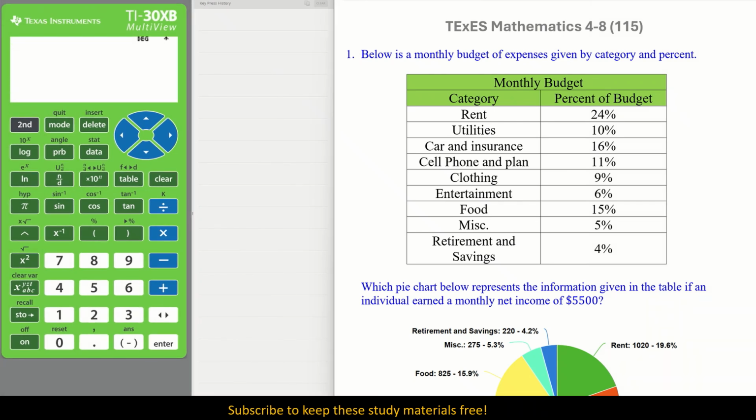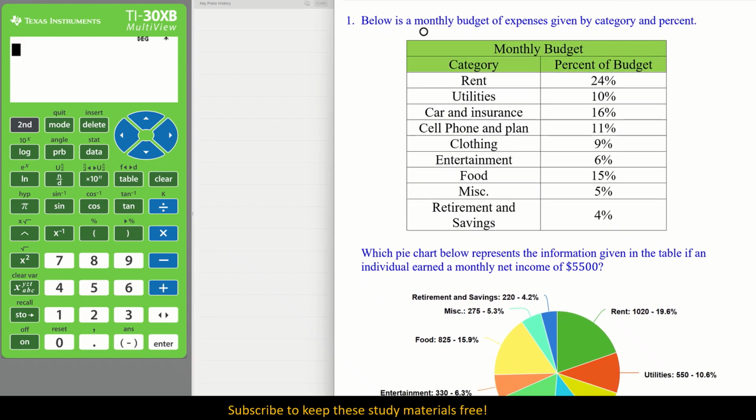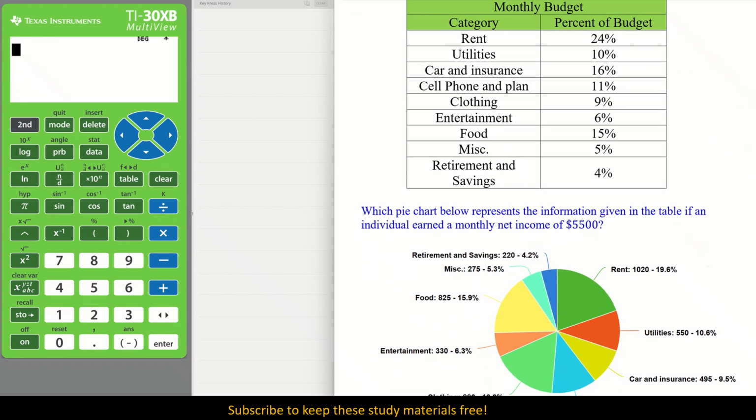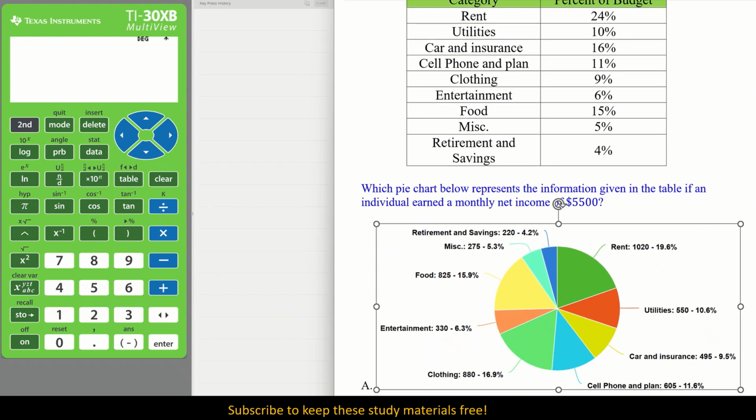Number 1. Below is a monthly budget of expenses given by category and percent. Which pie chart below represents the information given in the table if an individual earned a monthly net income of $5,500? Okay, let's take a look at what our percents are first. Okay, and these pie charts are obviously pretty big, so we're going to have to look at them individually. Okay, so this is what I need you to see.